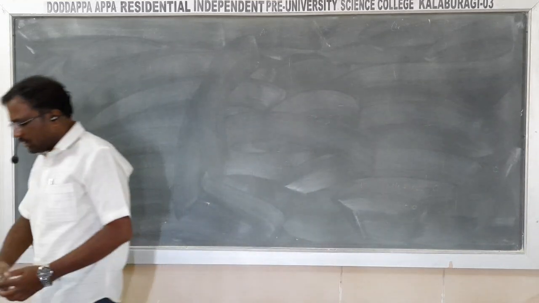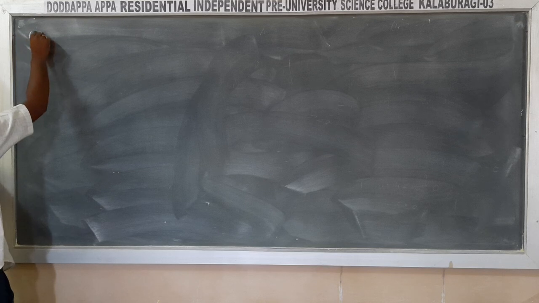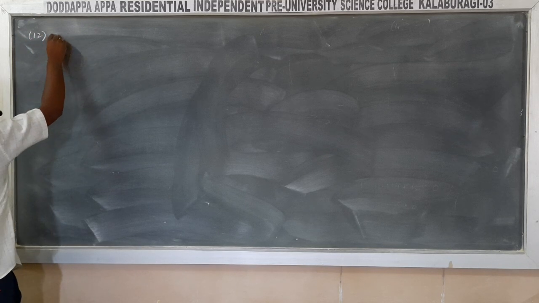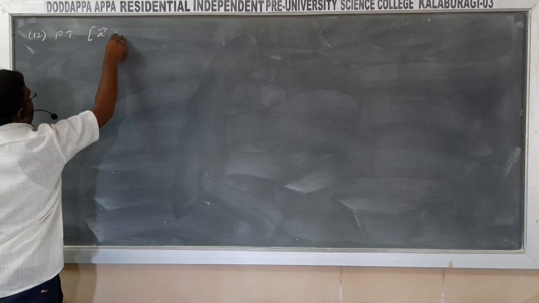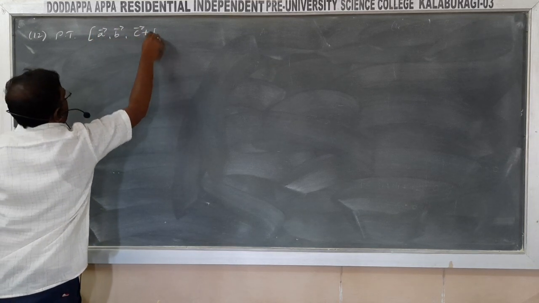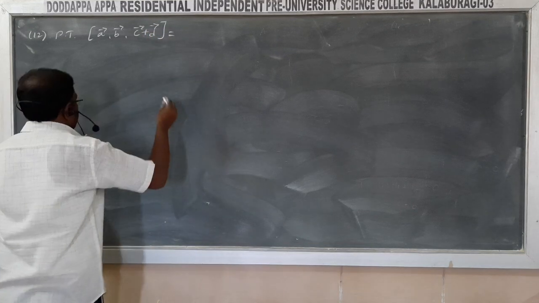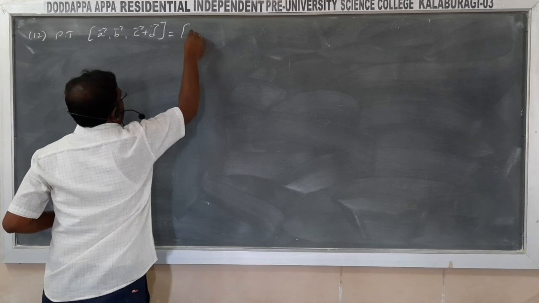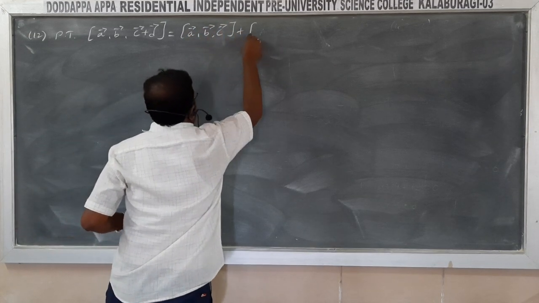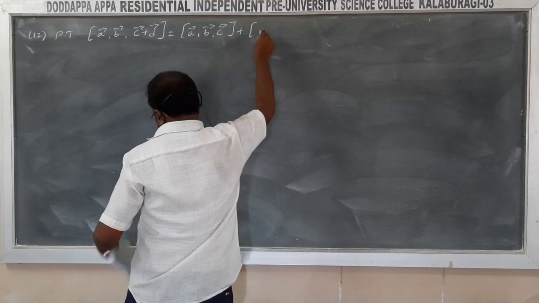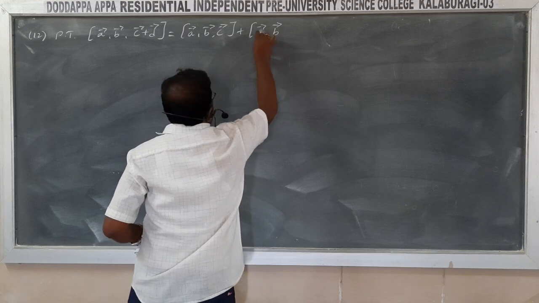Okay, next we go for another problem, the 12th one. Prove that box of A, B, C plus D is equal to box of A, B, C plus box of A, B, D.